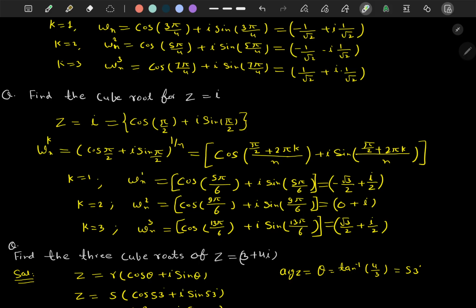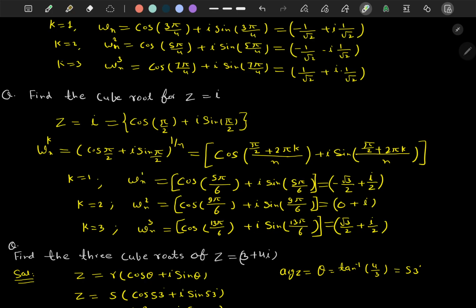So now our next process will be z to the power 1 by n, which will be 1 to the power 1 by n, cos theta plus 2 pi k by n. Theta is pi by 2, and similarly with sine. So when we put k equal to 1 and n equal to 3, pi by 2 plus 2 pi, that is 5 pi by 2, multiplied by 1 by 3, gives 5 pi by 6. Similarly 9 pi by 6 and 13 pi by 6.